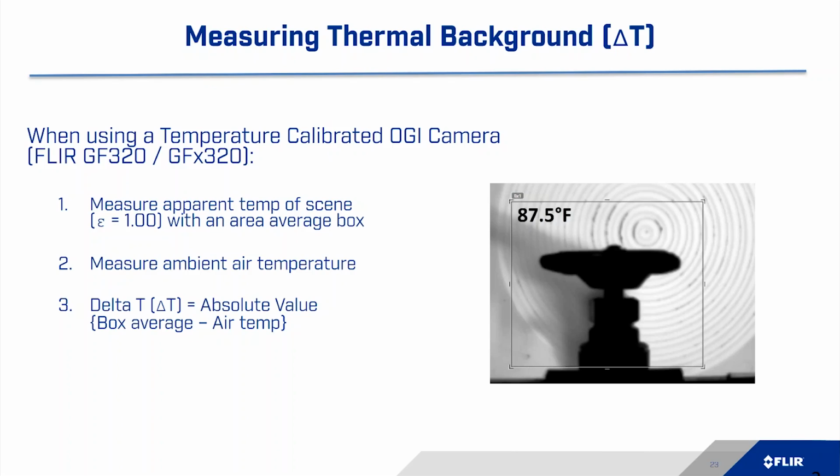If you set your emissivity at 1 and measure the temperature using an area average box, that will obviously average the entire area within the box that's chosen and give you a basic average temperature. Then use a different tool to measure ambient air temperature. FLIR, through our test and measurement line and the X-Check instruments line, has a variety of ambient air temperature measurement tools that you could use. Now do a very basic calculation to determine delta T. Determine the absolute value of the box average minus the ambient air temperature, and that'll tell you what your delta T is.